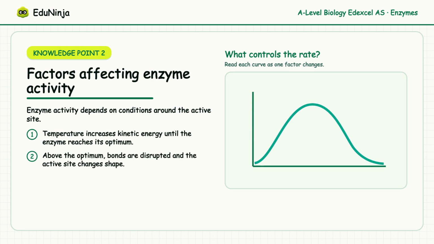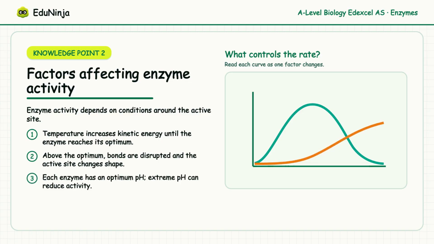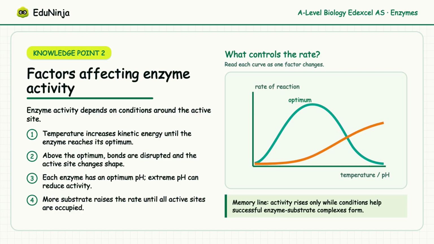Enzymes also have an optimum pH. Extreme pH can change the bonds holding the active site in shape. Increasing substrate concentration raises the rate while active sites are available. When every active site is occupied, the rate levels off. Always connect the graph to successful enzyme-substrate complex formation.